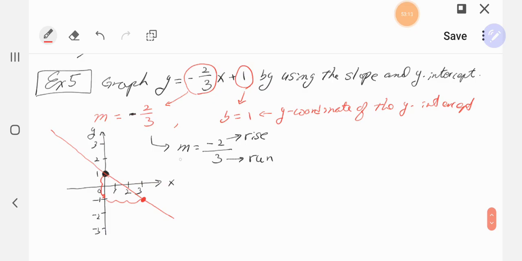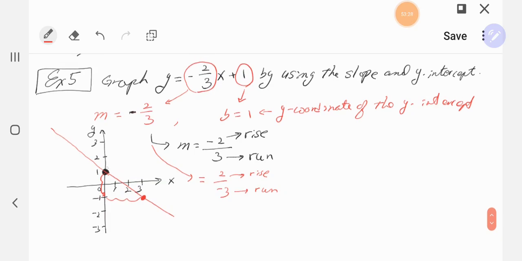Or you can do it this way. If you move the negative sign down, then it looks like this, right? 2 over -3. So 2 is rise, 3 is run. This means I want to move 2 units up. So 1, 2 units up, and then run is -3. -3 means 3 to the left. 1, 2, 3 to the left. So that's the second point. So here's -1, -2, -3. Right?